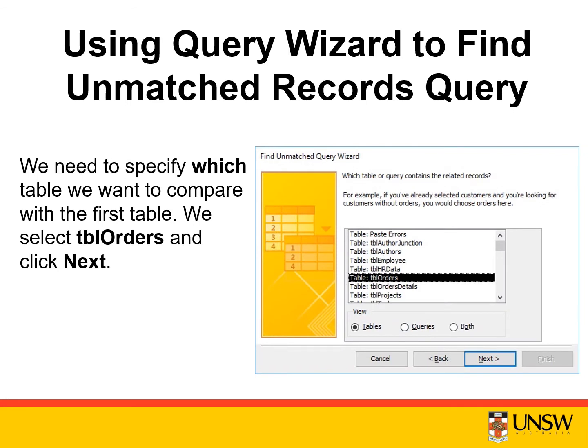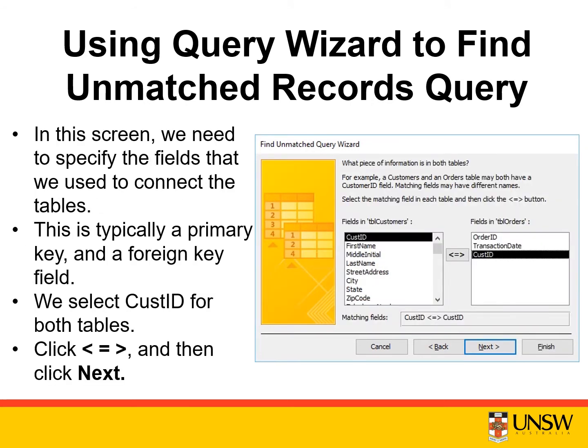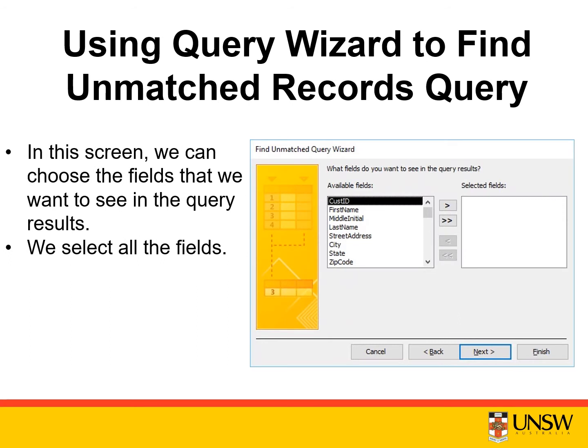Here you should select the secondary table that will be compared to the primary table. So select TBL Orders. In this step, we should select the primary key and the foreign key fields that were used to create the relationship between these two tables. In our example, we select Customer ID from both tables. Customer ID in the Customer table is the primary key, and Customer ID in the Orders table is the foreign key. And similar to the other types of queries, in this window we choose the fields that we want to see in our query result.